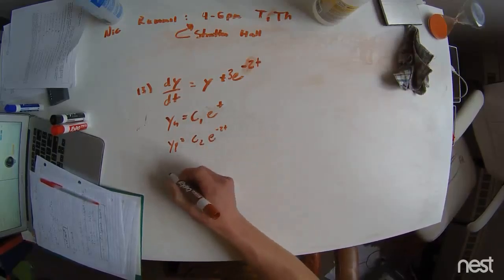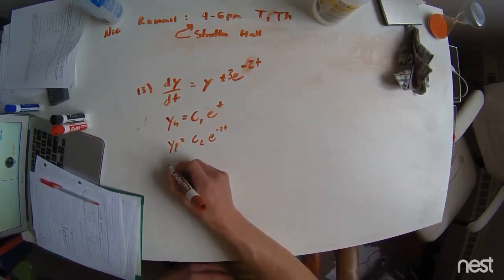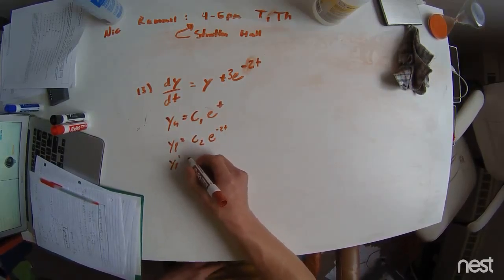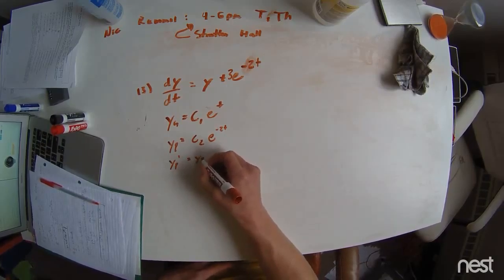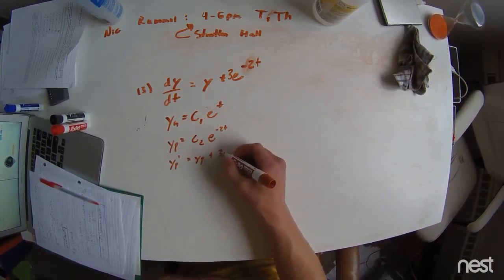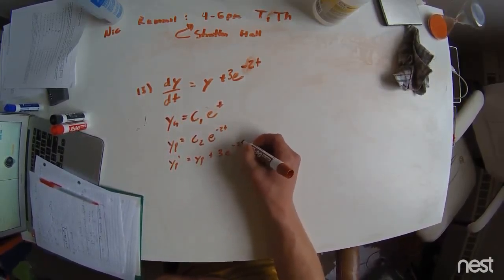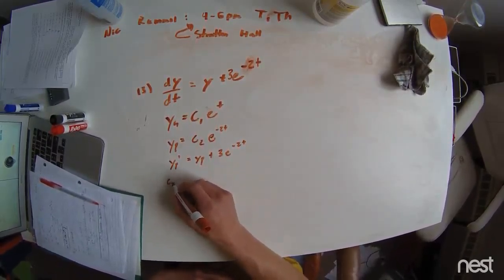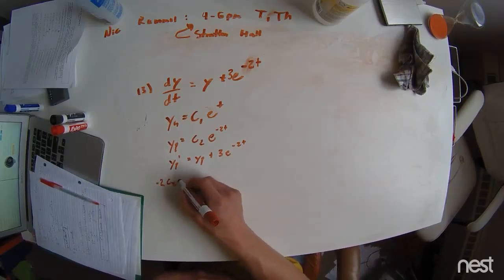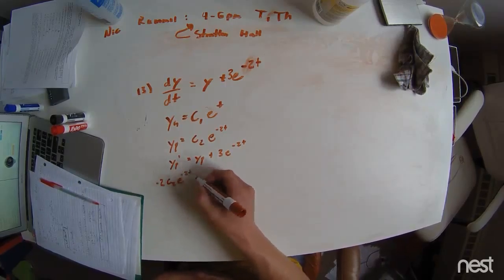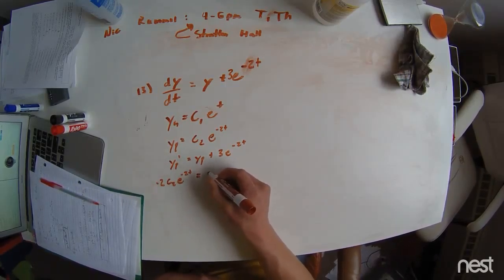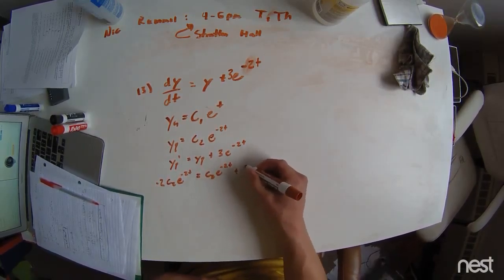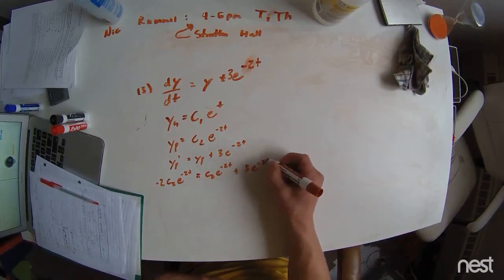Next thing that we're going to do is solve for c2. How we do that is we're going to look at the particular case, y particular prime equals y particular plus 3e to the negative 2t. We take the derivative of y particular, we see that at c2, there's a negative 2 that comes down, e to the negative 2t equals c2 e to the negative 2t plus 3e to the negative 2t.